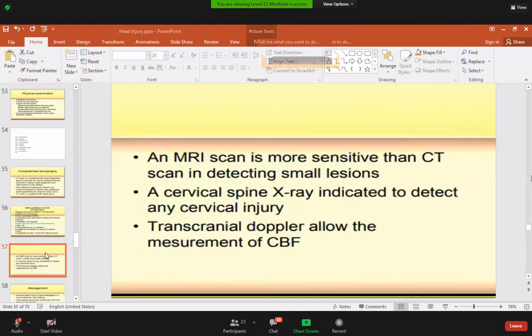If the lesion is small and in the brain, sometimes MRI is preferred, but usually with massive injuries and with injuries of the skull, CT is more valuable and more sensitive. Cervical spine x-ray is indicated if there is any associated cervical spine injury. And sometimes we go for transcranial Doppler studies to measure the cerebral blood flow also.